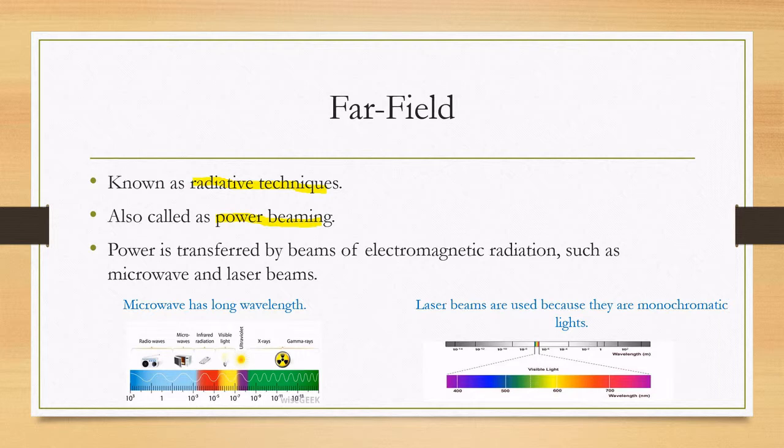First of all, microwaves have long wavelength. This is so that they can transmit the power by diffracting through obstacles. Next, laser beams are used in the far field technique because they are monochromatic light. The monochromatic light can propagate through a narrow cross-sectional area for transmission over large distances.